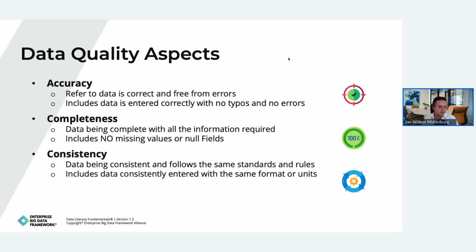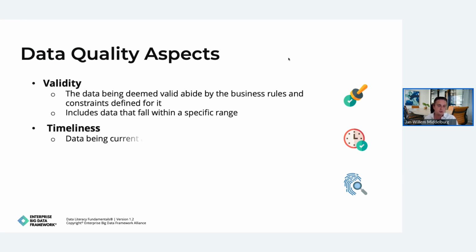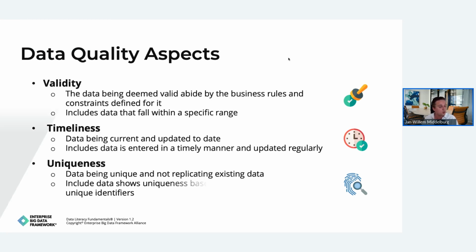Thirdly is data consistency, which refers to the extent to which data is consistent and follows the same standards and rules. And then we get towards 3 aspects which are a little bit more complicated, which are validity, timeliness, and uniqueness.